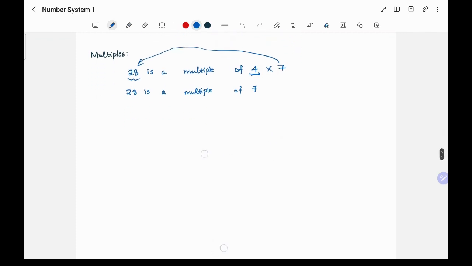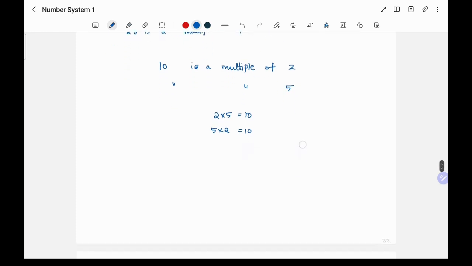So if you want to take another example, 10. 10 is a multiple of 2, and it is also a multiple of 5, because 2 into 5 is 10, and also 5 into 2 is 10. So this is the concept of multiples.